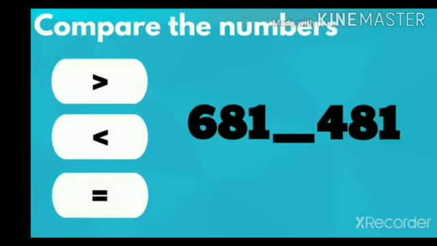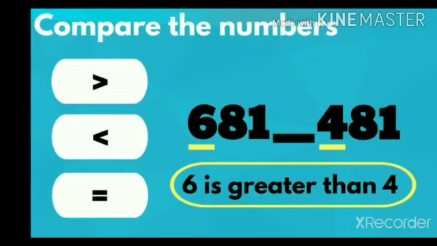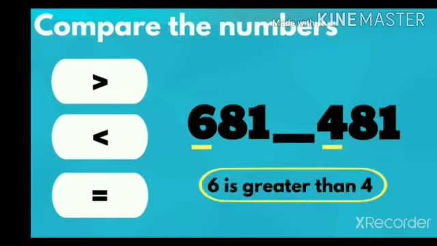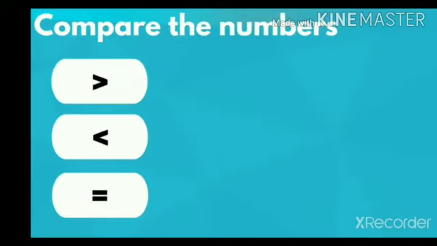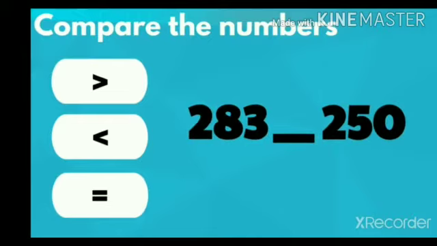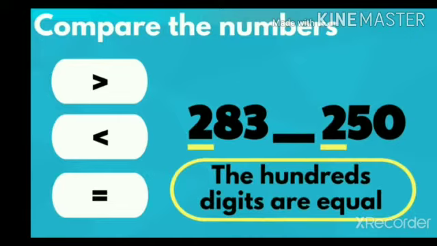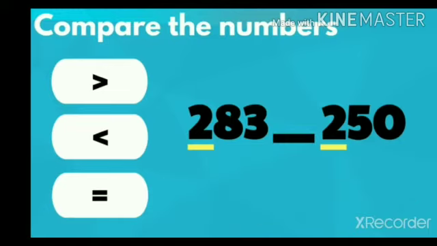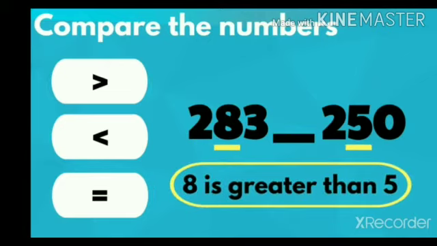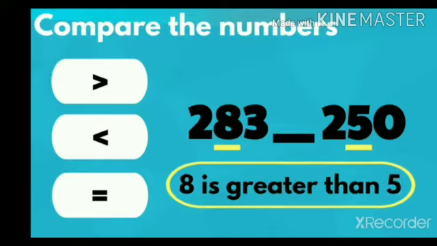3. 681 and 481. In the hundreds place, 6 is greater than 4. So the answer is greater than. 4. 283 and 250. The digits are equal in the hundreds place. Moving on to the tens place. 8 is greater than 5. So the answer is greater than.